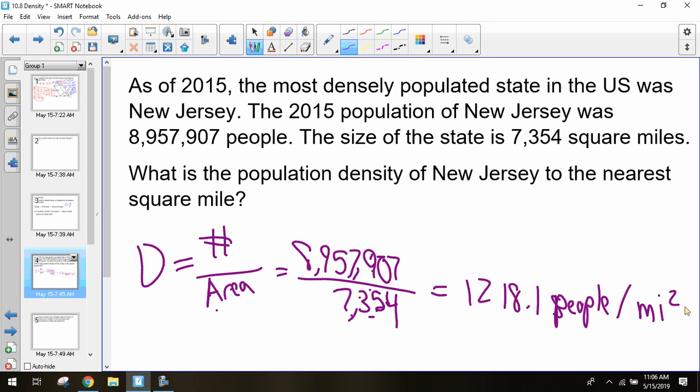And so 1,218 people per square mile in New Jersey, which is crazy to think about because that's a lot of people in a mile. Find a square mile in Ridgeway and count the population. Yeah, I would believe it. So the population density in New Jersey is just much larger because there are so many more people in such a small area.